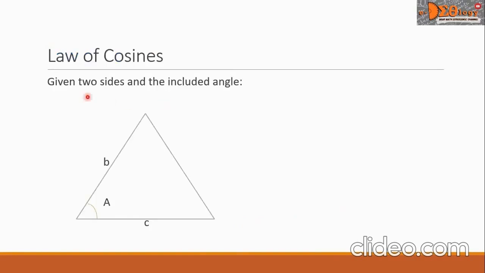Let's begin with a triangle given two sides and the included angle, as described by this figure. Let this angle be represented by angle A, and the adjacent sides are side b and side c. Of course, we know that the opposite side here is side a.